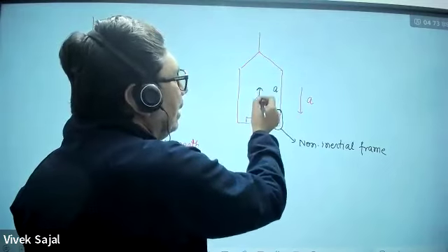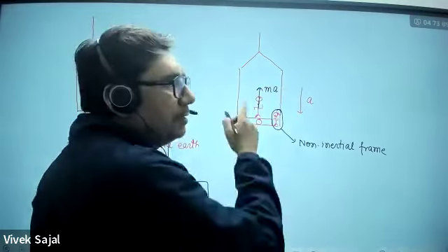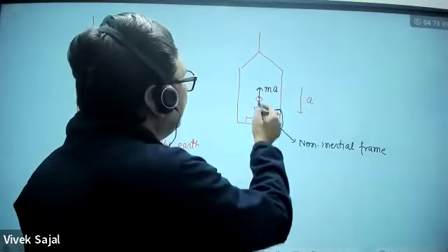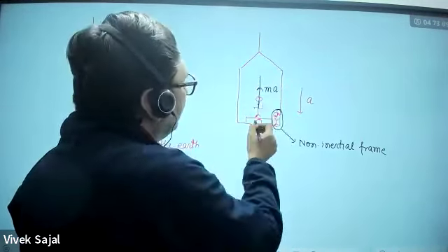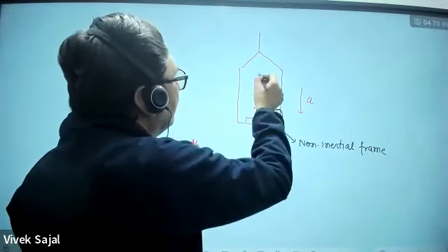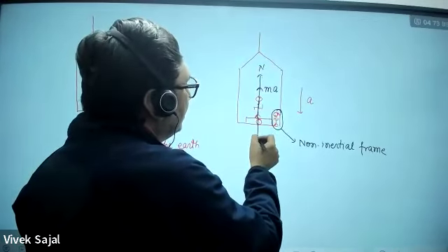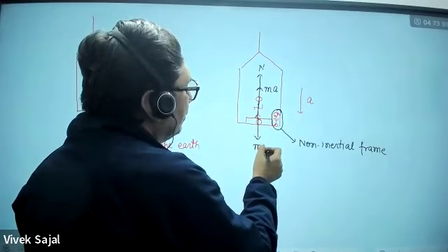a will be the acceleration and m will be the mass of this person, that will be in this direction. Second will be the normal reaction, because this person is in contact with this, so a normal reaction will also act on it. And mg is acting downward.